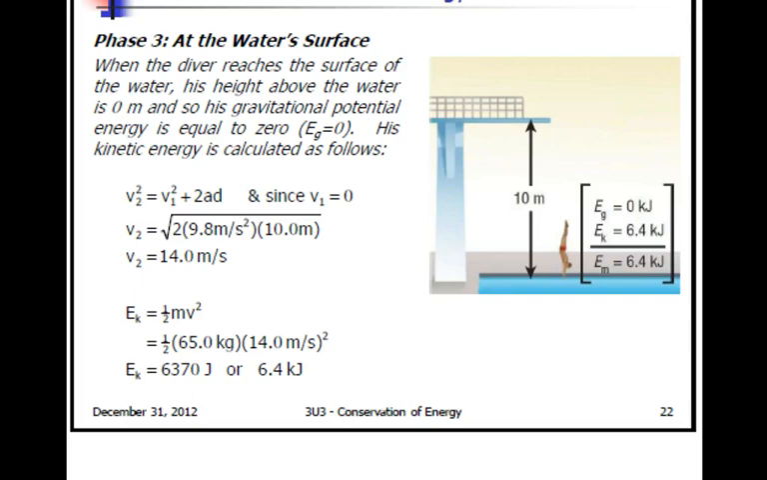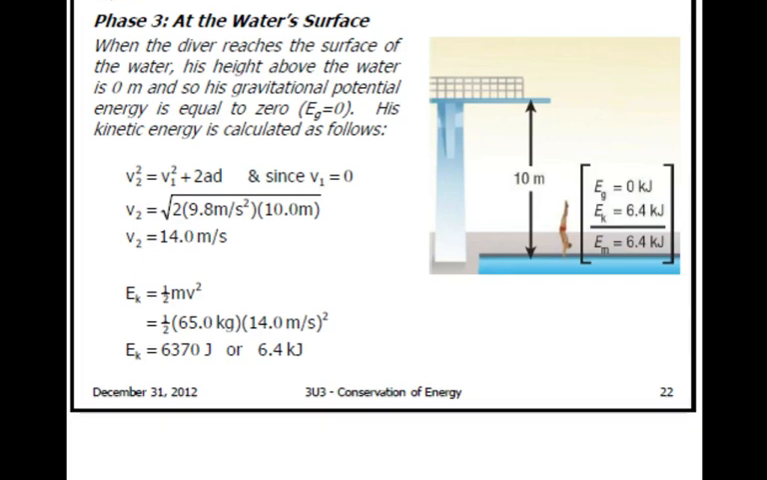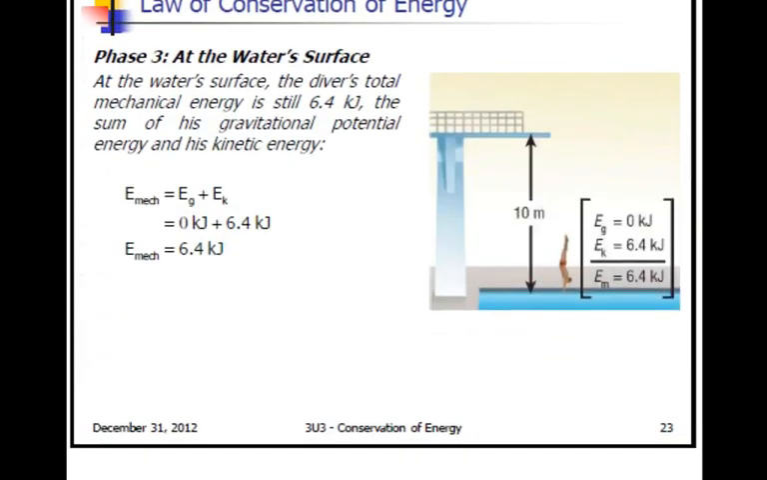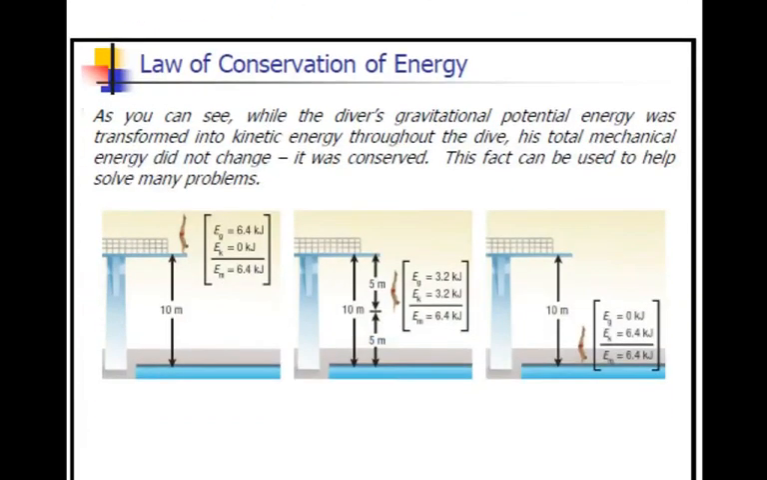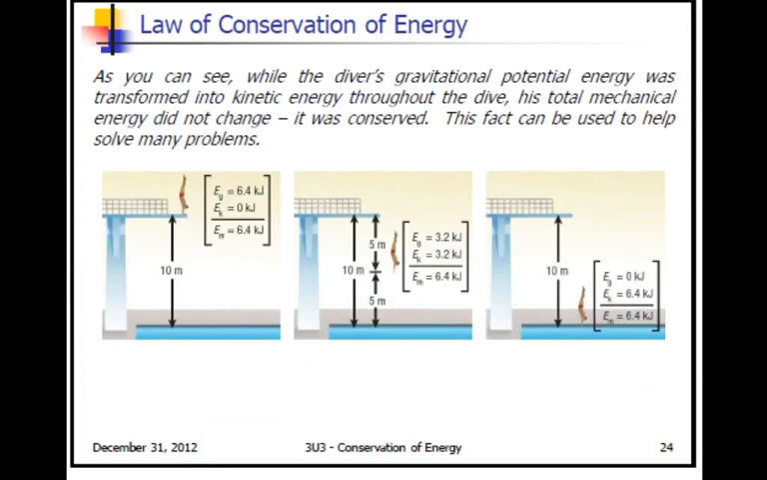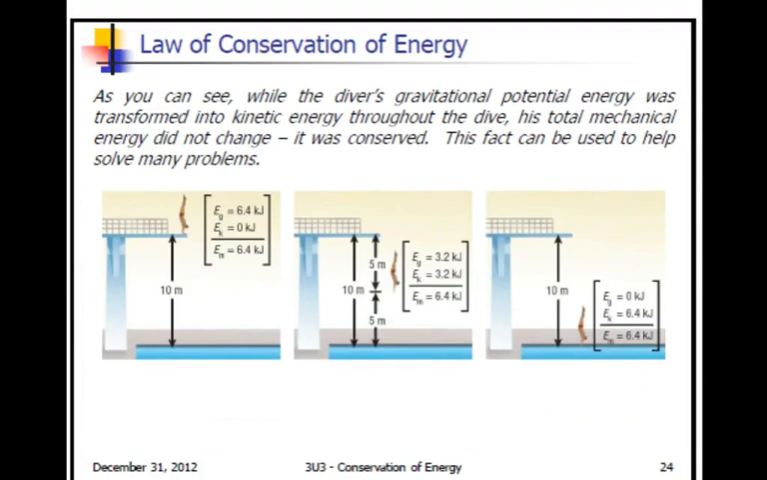It's still 6.4 kilojoules of mechanical energy. And then at the end, just before the water surface, all of that gravitational potential energy is gone. It's all been converted into kinetic energy. I won't go through the calculation with you; you can check it on the slides if you wish. But it works out to be 6.4 kilojoules. Now, all of the mechanical energy is equal to the kinetic energy. So as you can see from these three images, the conservation of energy holds. The mechanical energy is 6.4 kilojoules throughout.